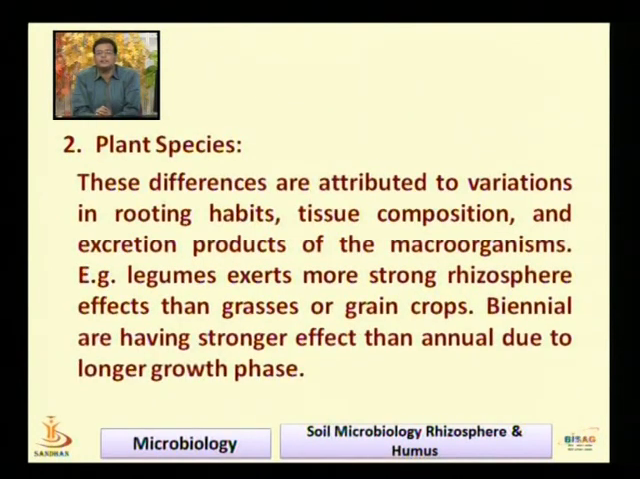The second thing is plant species. Plant species also have some influence on rhizospheric flora, because some plants encourage the growth of microorganisms, while some plants discourage or even inhibit the growth of microorganisms in this area. For example, legumes have a good tendency to support the growth of rhizobium in their area, while grass has fewer microbes in its roots. We may even find that biennial plants have more prominent microbial flora as compared to annual plants, because biennial plants have a longer lifespan. So they have a longer growth phase and more types of microorganisms are found in this area.